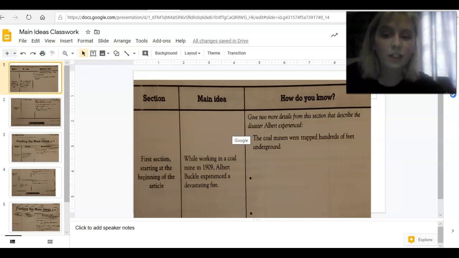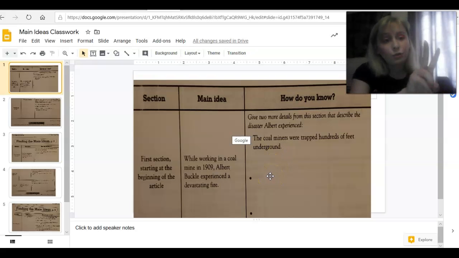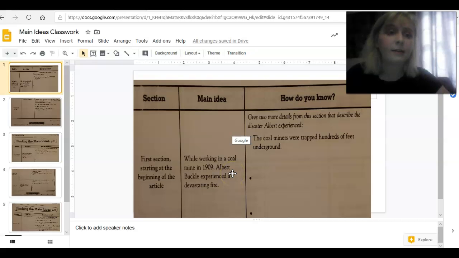All right, so for the first question, it comes from the section at the very beginning of the text. And the main idea is, while working in a coal mine in 1909, Albert Buckle experienced a devastating fire. And then what it does here is it gives you one detail that supports the main idea. The detail they give us is the coal miners were trapped hundreds of feet underground. So what you need to do is find two more details from that opening section that support that Albert Buckle experienced a devastating fire while working in a coal mine.